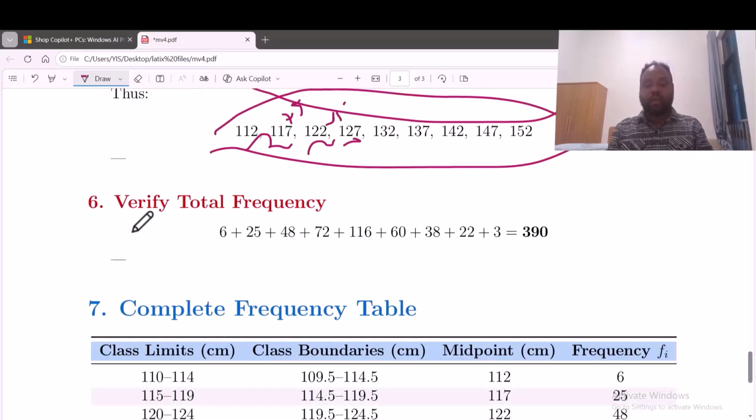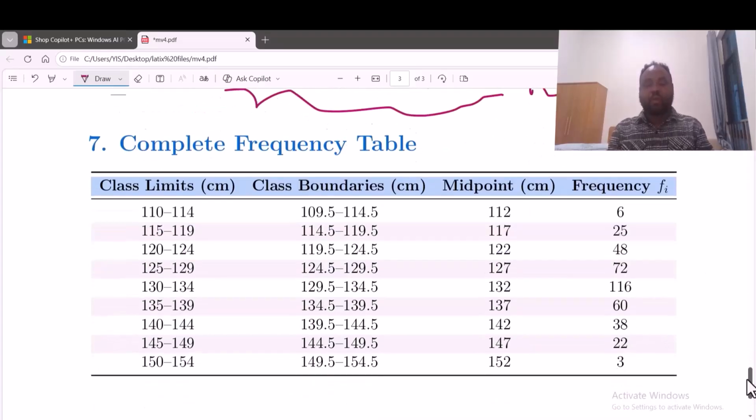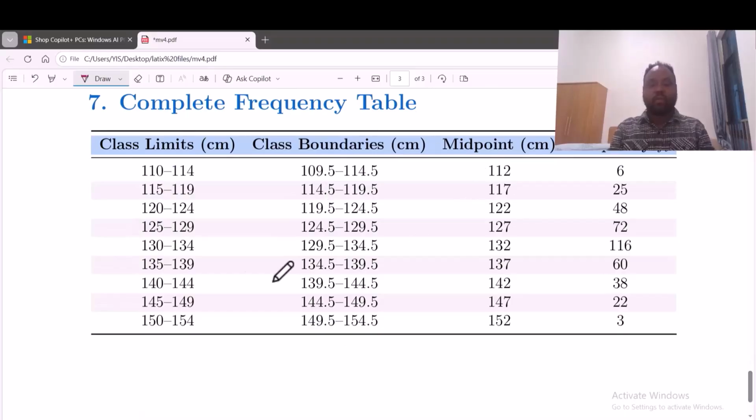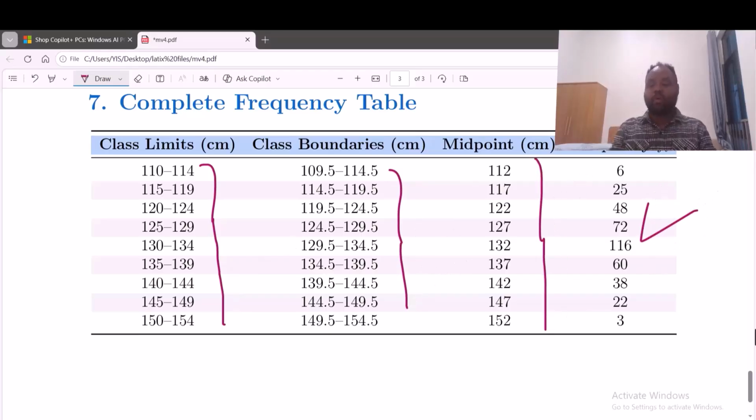Then at the end of the day, we come up with this verification. This sum should give this number, 390. This is verified. The whole completed frequency table has these contents.